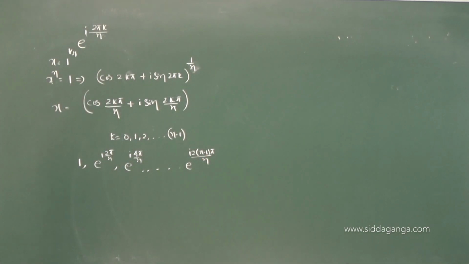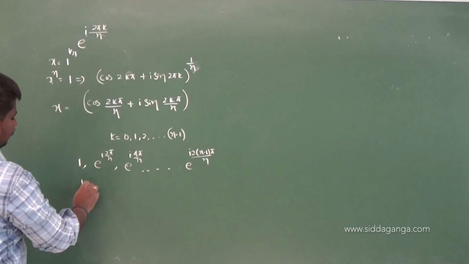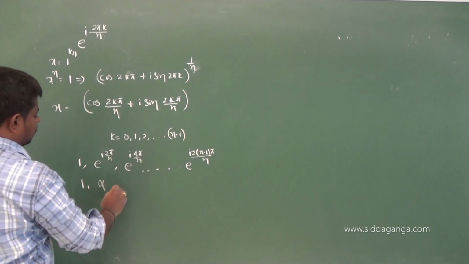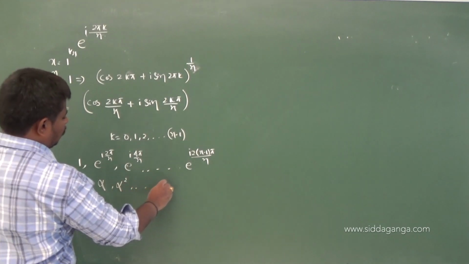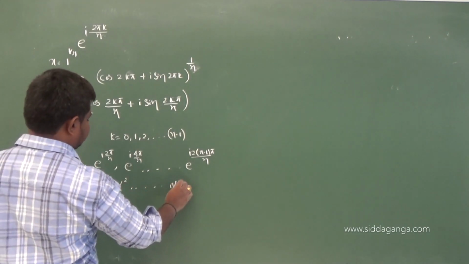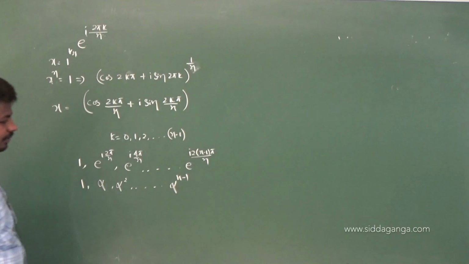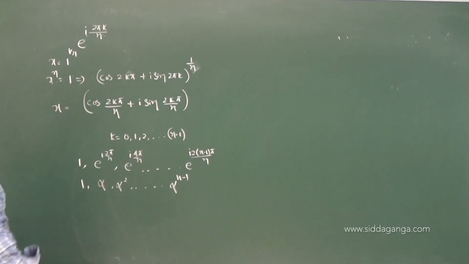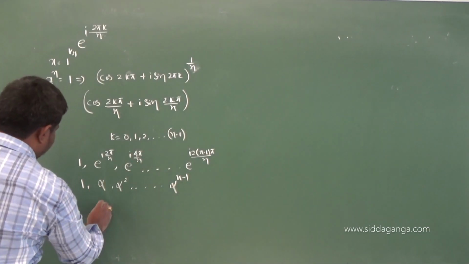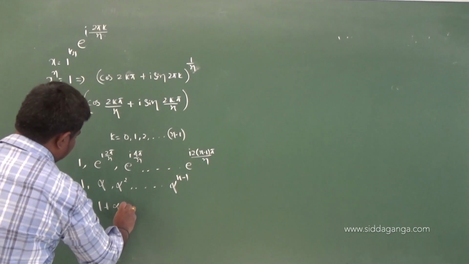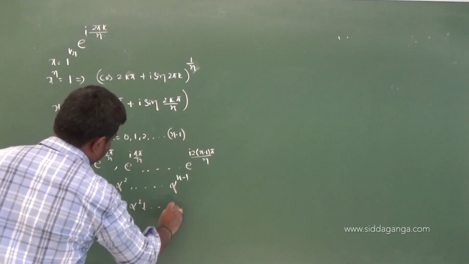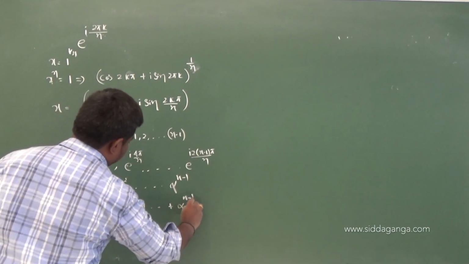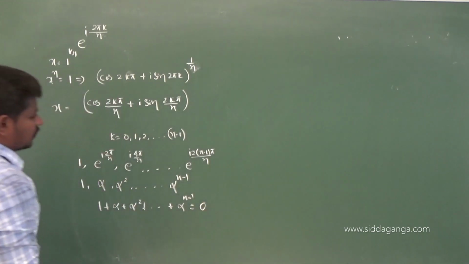Okay. So observe here, students, if we take this 1 as alpha, this becomes alpha square and so on, alpha power of n minus 1. Now these are in GP actually. If you add all these things, the sum of roots, 1 plus alpha square and so on, alpha power of n minus 1, becomes 0. Sum of roots is 0.